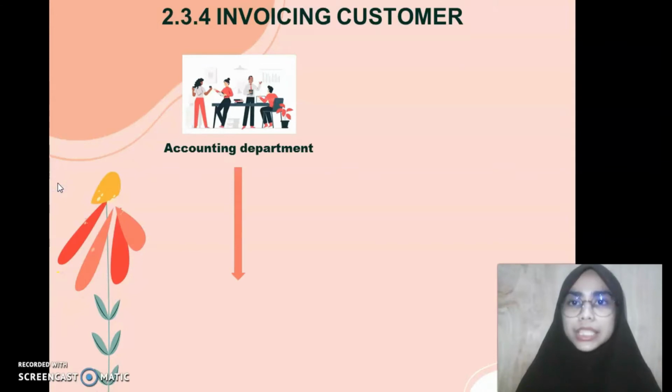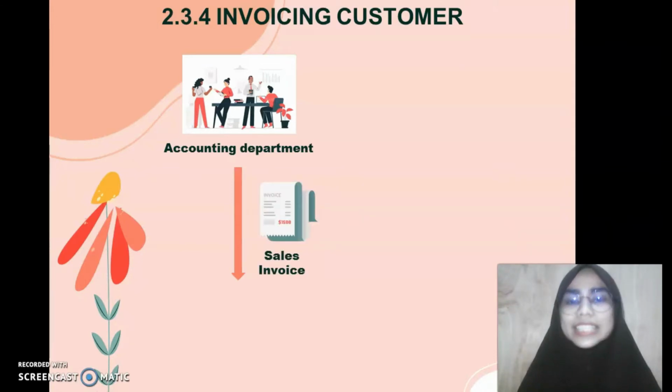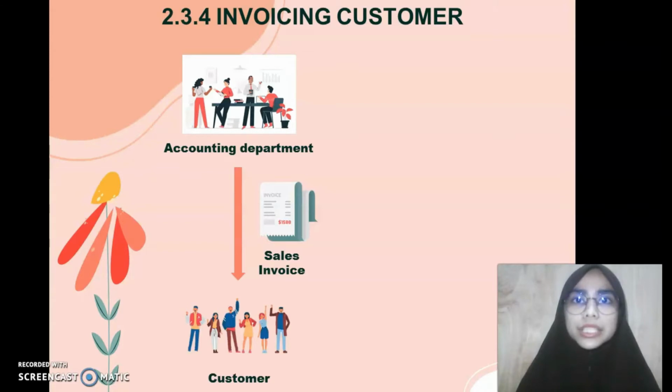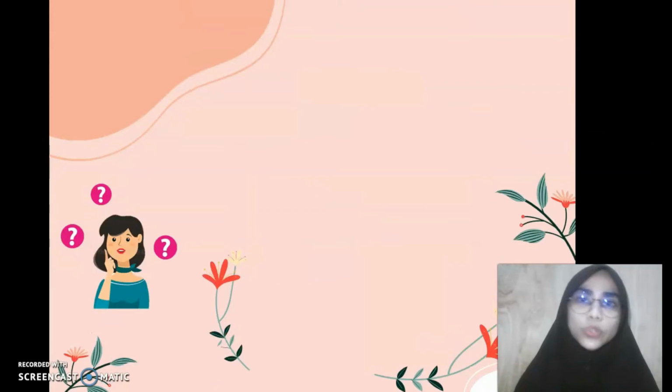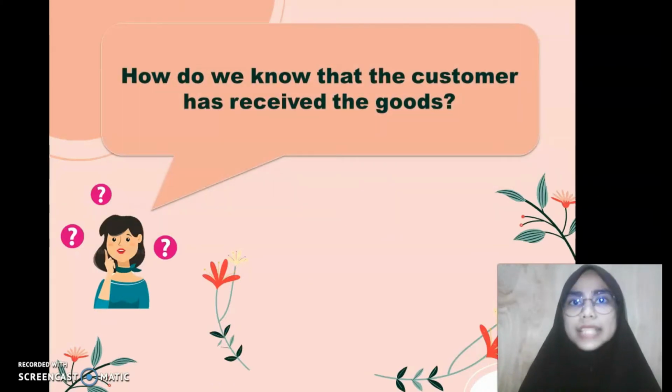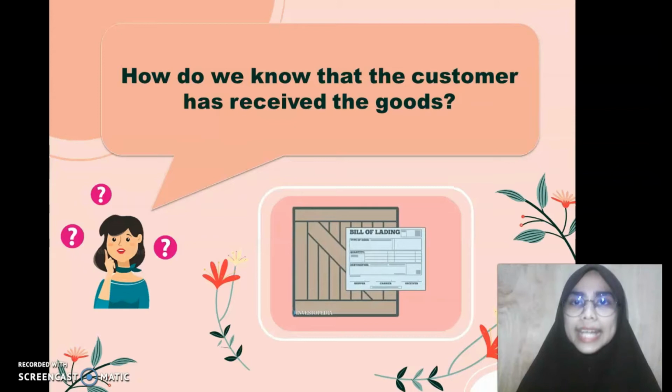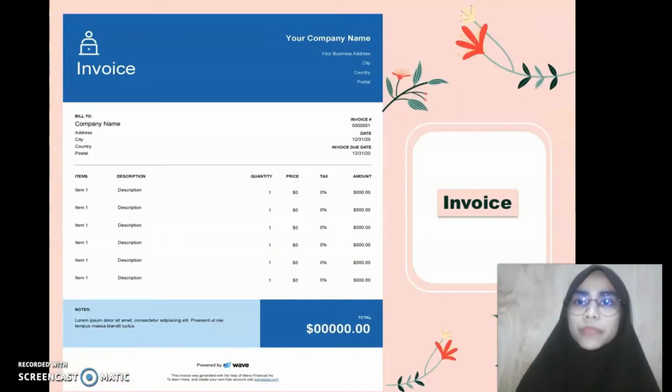Invoicing customer. The accounting department issues a sales invoice and sends it to the customer after the customer has received the goods. So how do we know that the customer has received the goods? We look at the customer's signed copy of the bill of lading, where this document gives evidence that the customer has received the goods. This is an example of an invoice. An invoice is a document that a seller issues and sends to the customer asking for payment of the goods.